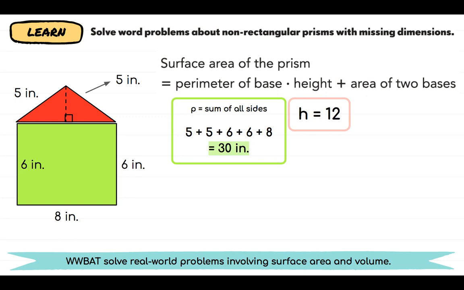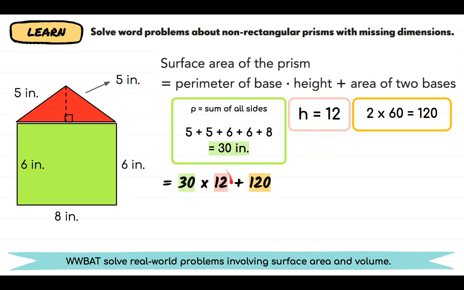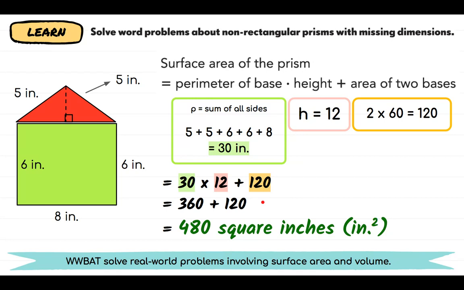And the area of the two bases, we already found out from the previous question that one of the bases is 60 square inches. So the two bases would be 2 times 60 equals 120 square inches. Now I have to multiply perimeter times height, which is 30 times 12, plus 120. 30 times 12 is 360, and then I can add the area of the two bases, which is 120, which will give me 480 square inches in total.